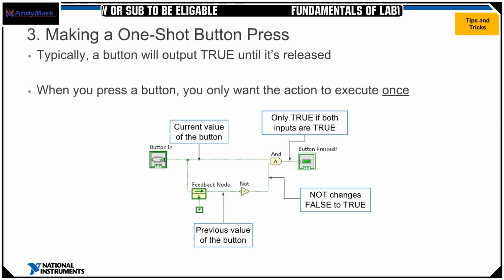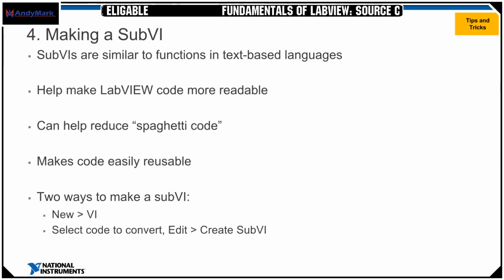Yes, that's the one-shot button press. Great code to kind of keep in your back pocket. So tip number 4 is making a SubVI. How do I do this? Why would I want to do this? We're going to look at that, and then a couple different ways to make a SubVI.